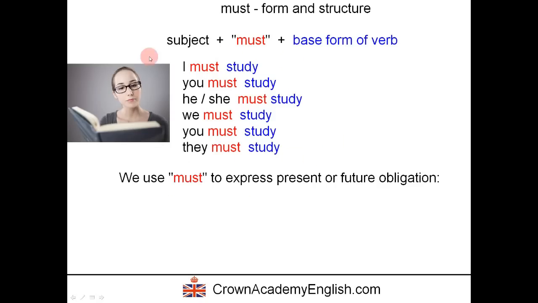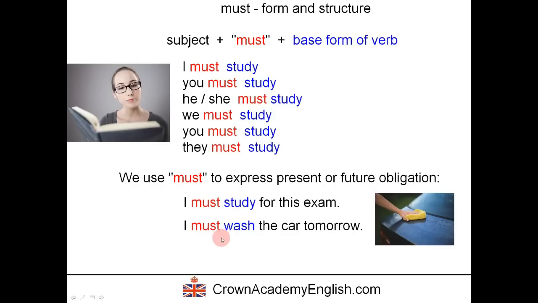But we use this one form, we use it to represent the present or the future. Okay, so there is a meaning. This has a present meaning or a future meaning. So here is an example in the present. I must study for this exam. So we're talking about obligation in the present. I must study now, in fact, for this exam.